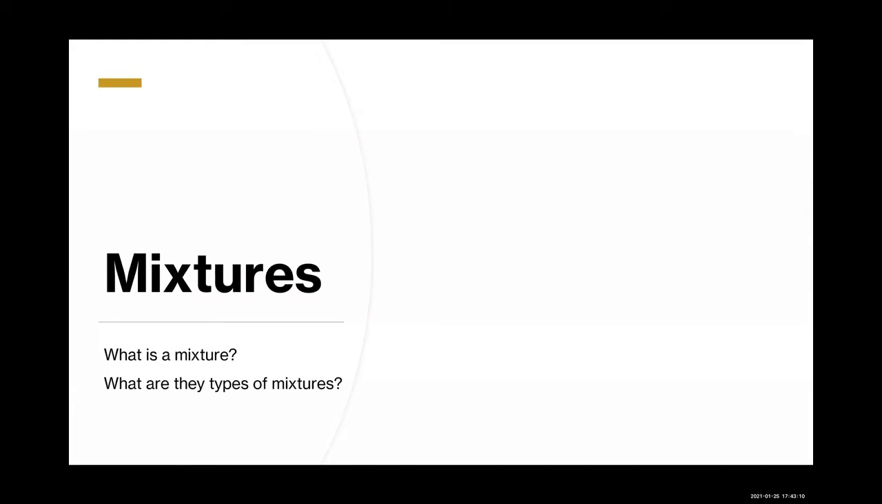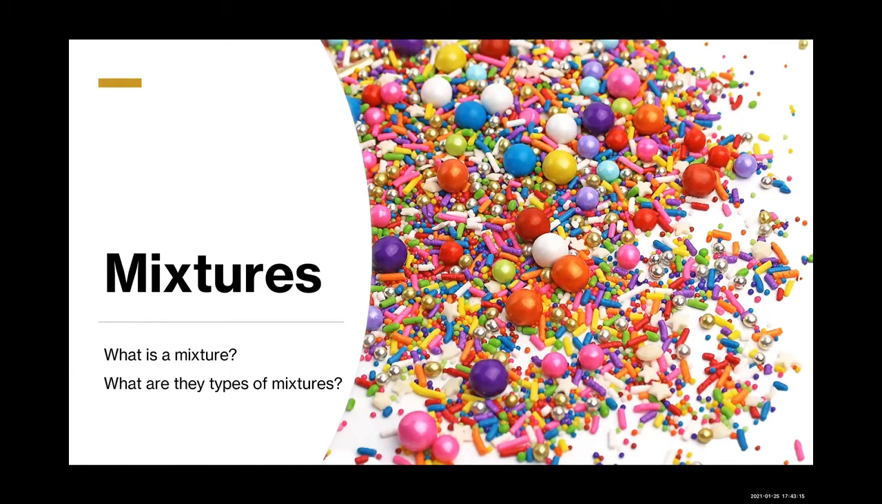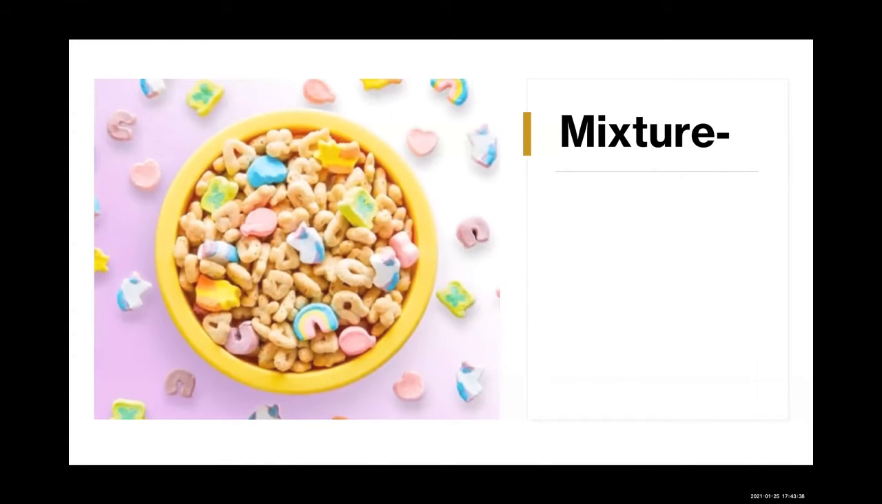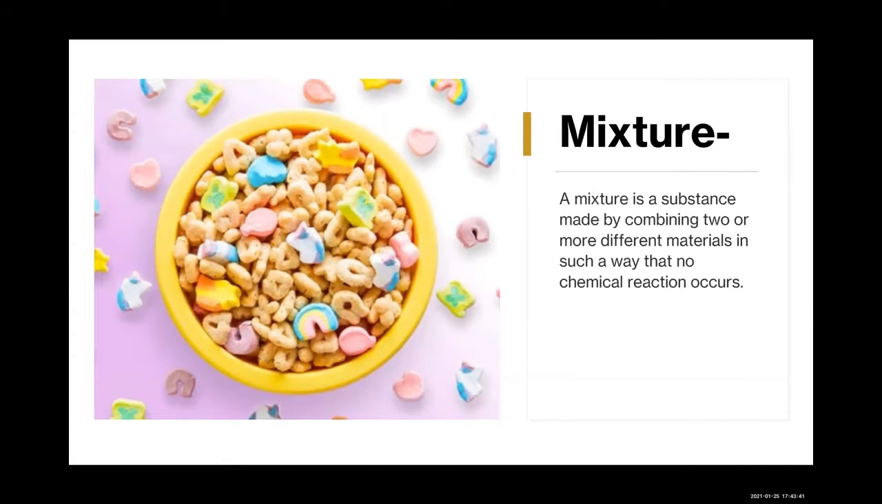So this week we are discussing mixtures. What is a mixture and what are the types of mixtures? A mixture is a substance made by combining two or more different materials in such a way that no chemical reaction occurs. So not a compound, because that involves a chemical reaction. A mixture can usually be separated back into its original components.